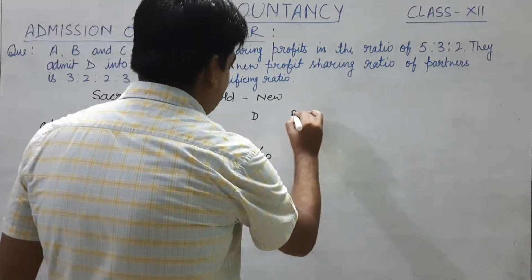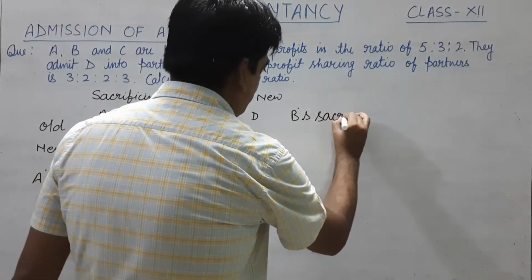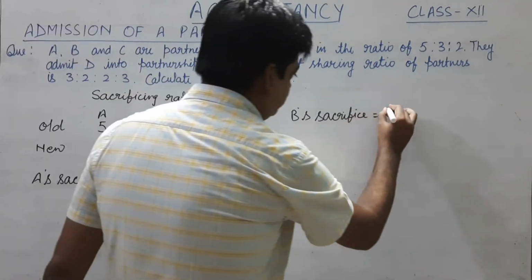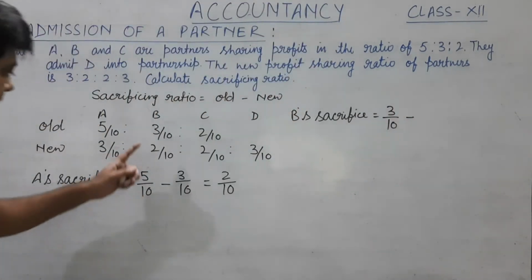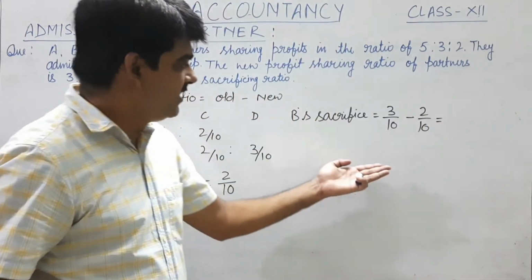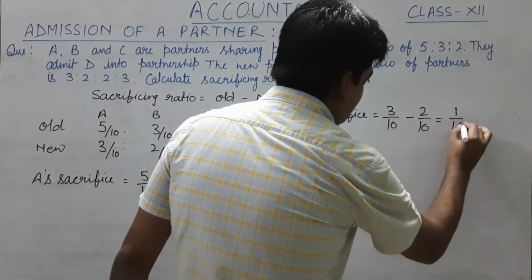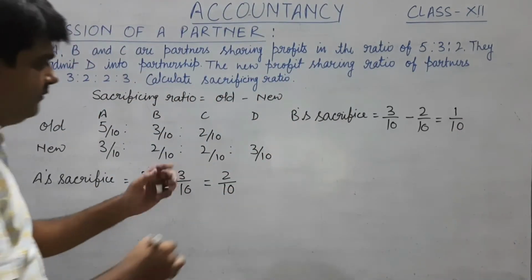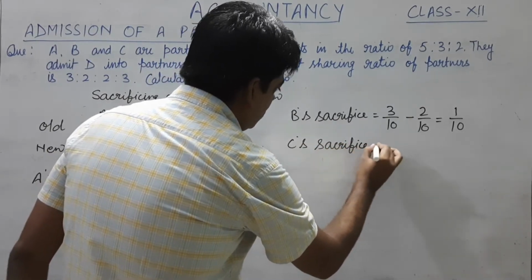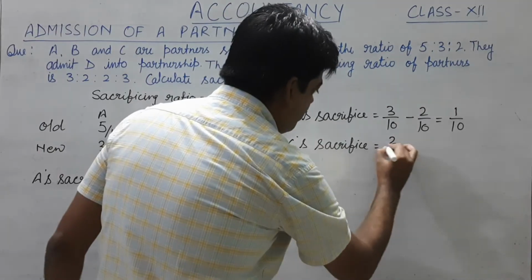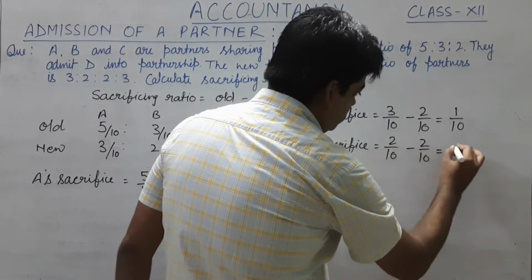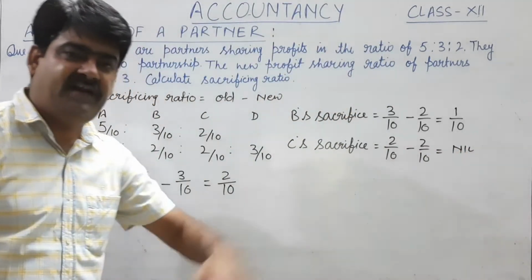Now we will calculate B's sacrifice. Now B's old is 3/10 and B's new is 2/10. Once again you can see denominators are same. So simply 1/10 will be B's sacrifice. And now come to C. We will calculate C's sacrifice. C's old is 2/10. C's new is also 2/10. So it will come nil. Means C is not sacrificing anything.